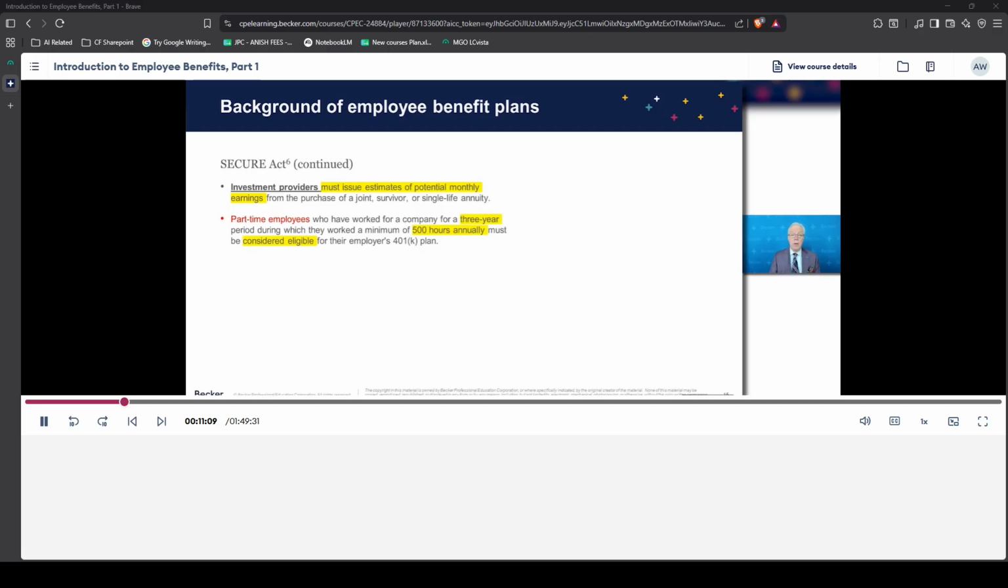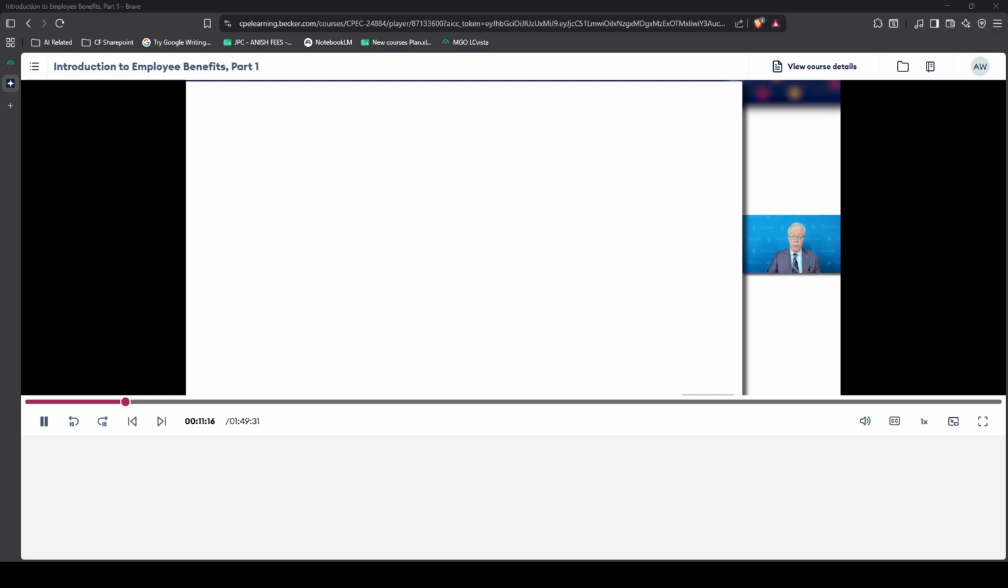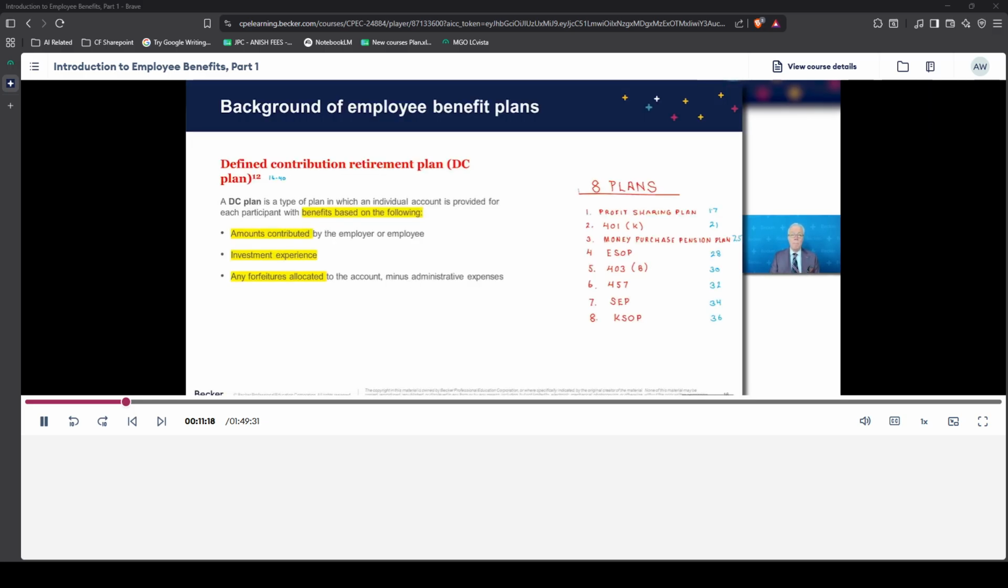Now, part-time employees, as long as you've put in 3 years and you've had an annual 500 hours, must be considered eligible for the 401k of your employer. Well, we're going to look at 8 different defined contribution plans.